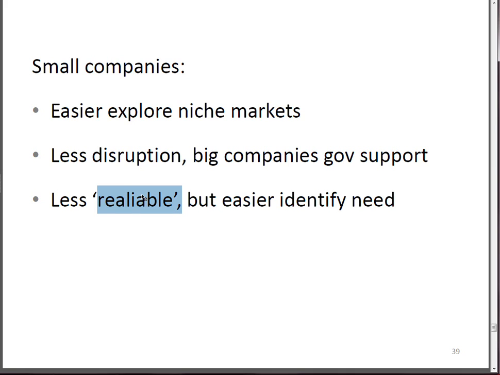Not just in terms of technology, getting the technology to work, but getting the technology into the market so that people will actually buy it. That is what we mean by reliable. Reliability is more difficult for small companies, but it is easier for them to identify needs and make change.